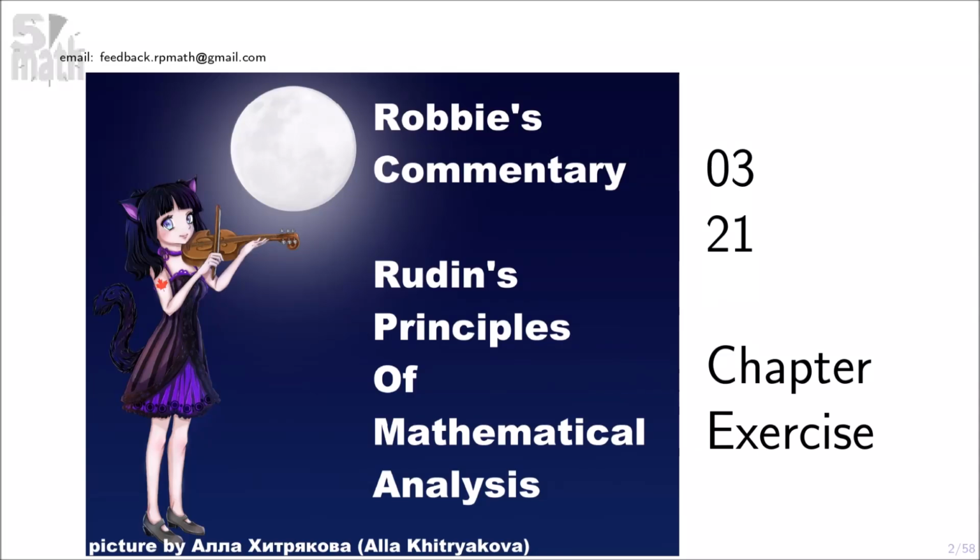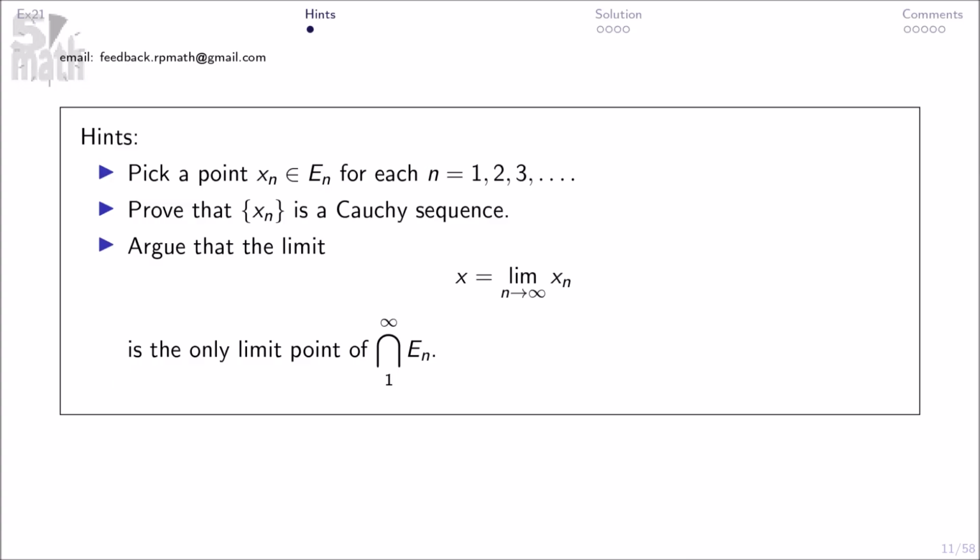Chapter 3, Exercise 21. Hints. Pick a point xn in En for each n equals 1, 2, 3, and so on. Prove that xn is a Cauchy sequence. Argue that the limit x equals limit n to infinity xn is the only limit point of this.